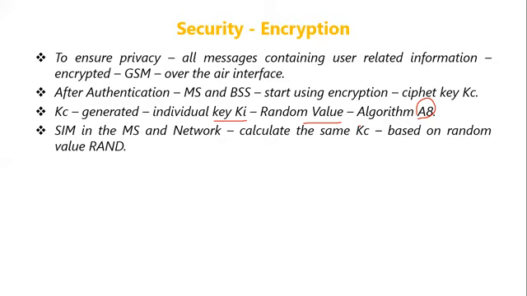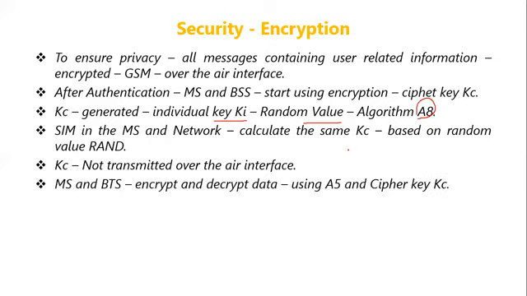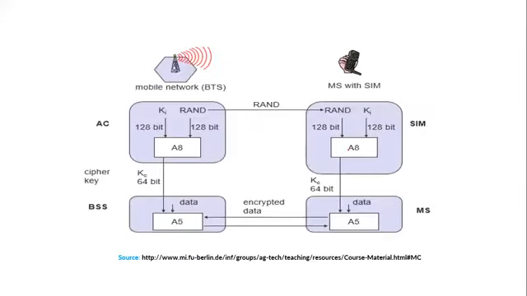Okay, the Kc, that is the cipher key, will not be transmitted over the air interface. Kc will not be transmitted over the air interface, but MS and BTS can now encrypt and decrypt the data using the algorithm because they have got the same key, as they are sharing the random numbers. Okay, so let us try to understand this with the particular diagram.